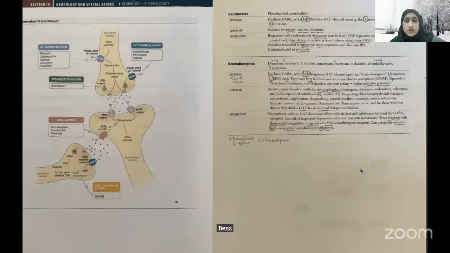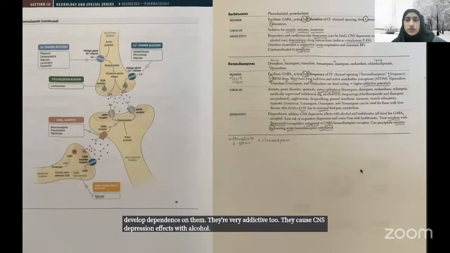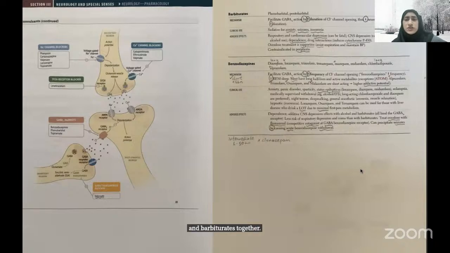Benzodiazepines have some adverse effects, which you should know. They are very dependence-forming. People develop dependence on them. They're very addictive too. They cause CNS depression effects with alcohol and barbiturates together. But there is less risk of respiratory depression and coma than with barbiturates.